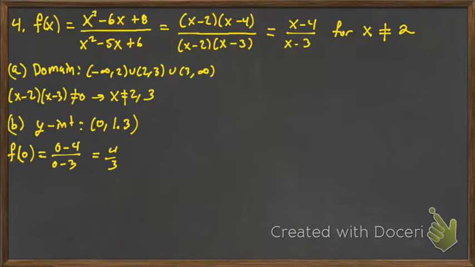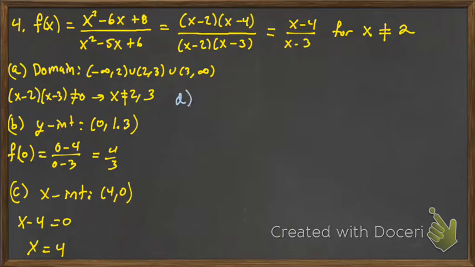To find the x-intercept, we have to be a little bit careful. We can't use the original. We have to use the factored form because 2 is not going to be an x-intercept. It's actually going to be a hole. So for the top, we're only going to use the x minus 4 when we're finding our x-intercept. And so we're going to have an x-intercept at 4, 0.